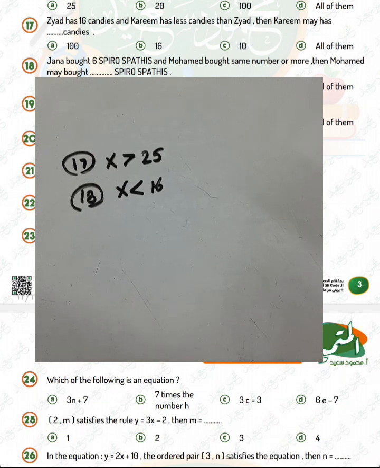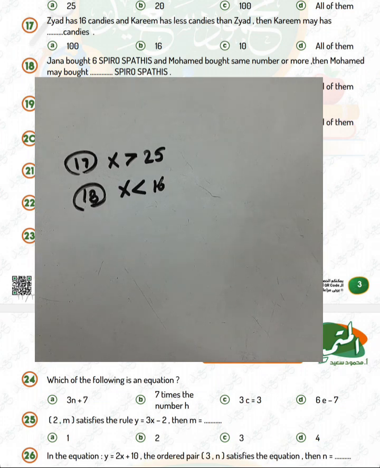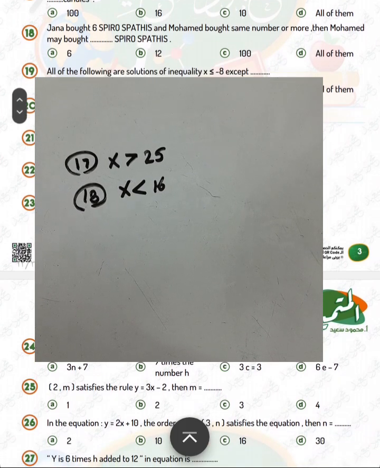Okay, this phrase less than 16. 100? No. 16? No. 10. Choose 10 because it tells us in the example less than 16, or less than Ziad, and Ziad has 16 candies. Question 18.